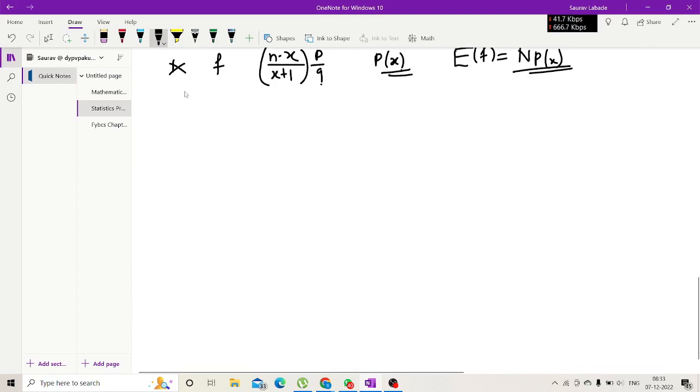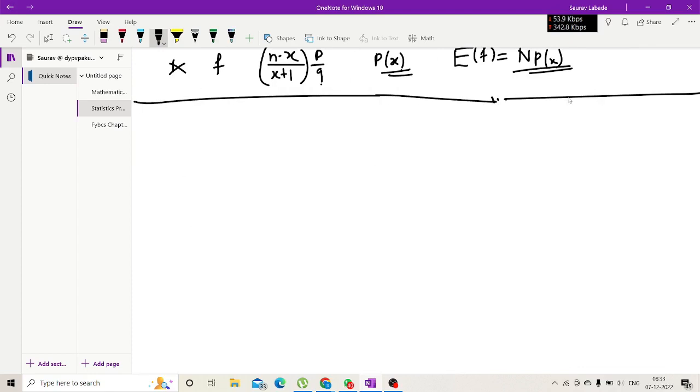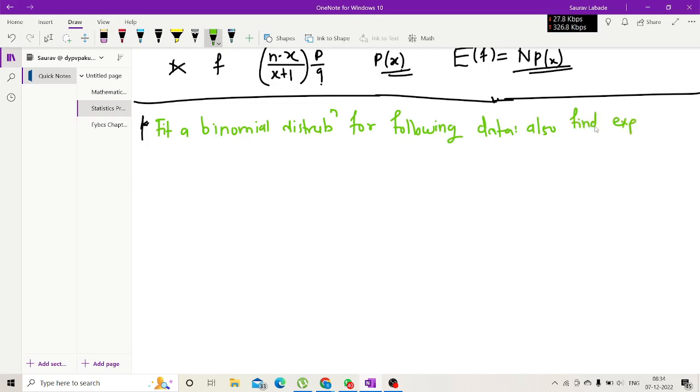Okay, now let's take one example. They have given me one table, one frequency distribution. So the example is again similar. What is the example? Fit a binomial distribution for the following data. Also find expected frequencies. So this is the example.